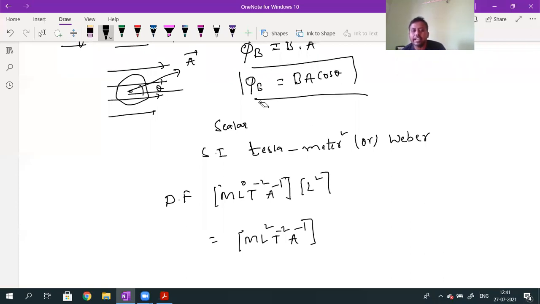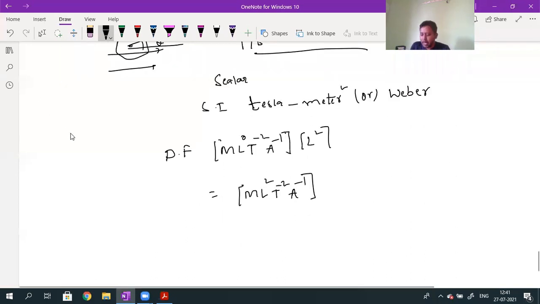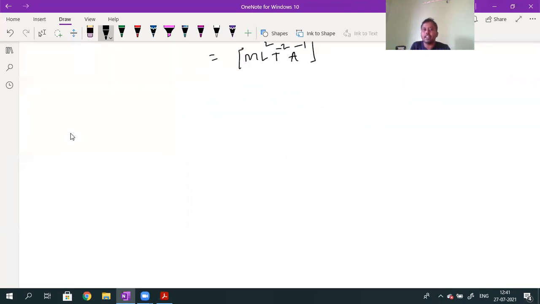After the definition of magnetic flux, I told you magnetic field induction is also called magnetic flux density. What is the meaning of magnetic flux density? Another name for magnetic field induction is magnetic flux density.